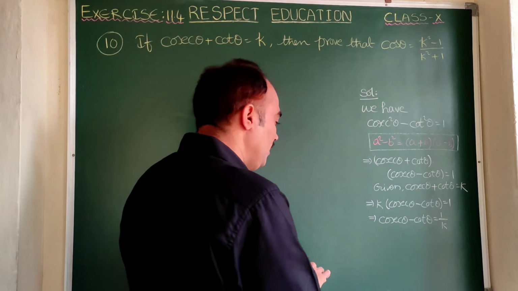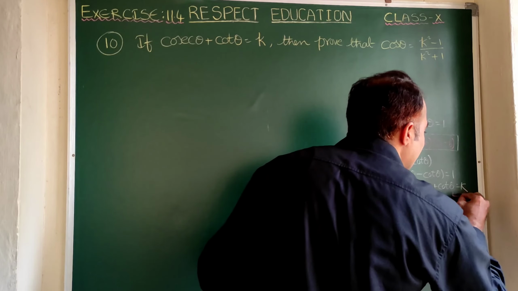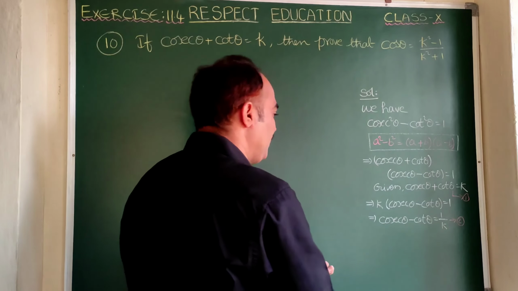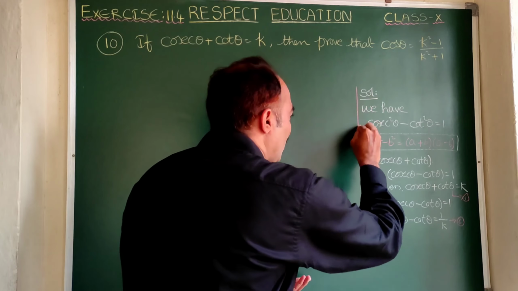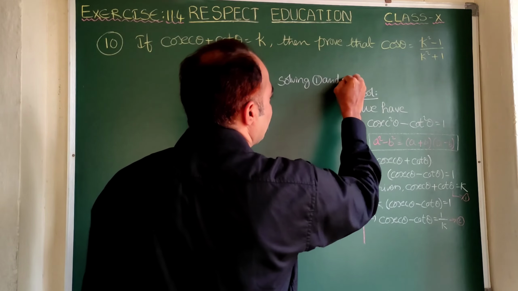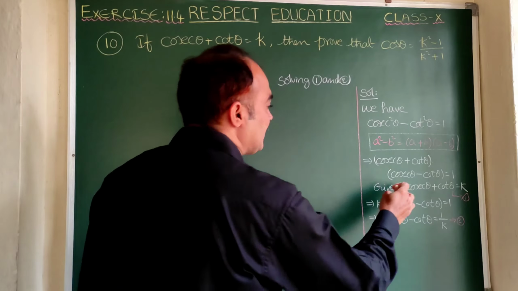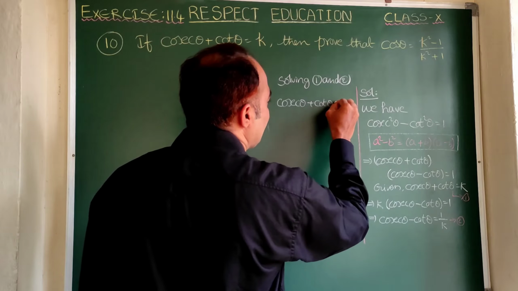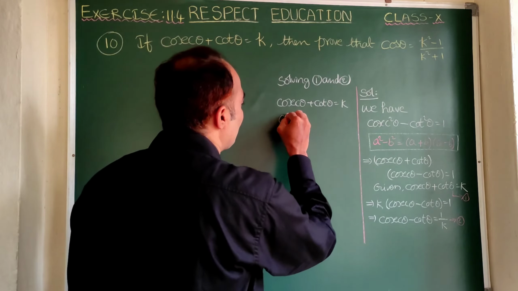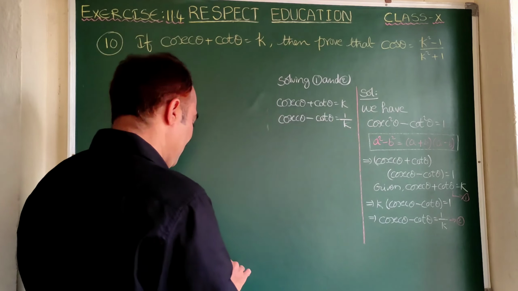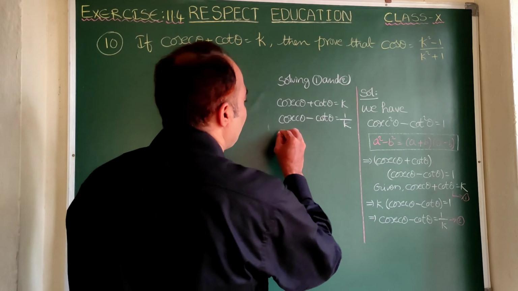Is it clear? Yes. Now let us consider the given equation as equation number 1, and what we got now as equation number 2. Now we are going to solve equation number 1 and 2. Let us write them clearly. First equation is cosecant theta plus cot theta is equal to k. Second equation is cosecant theta minus cot theta is equal to 1 by k. Clear?